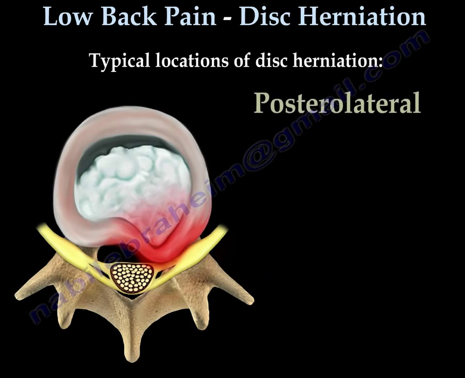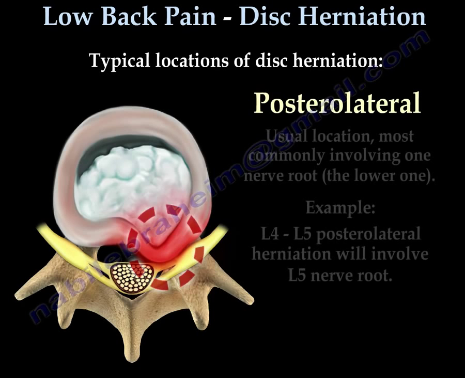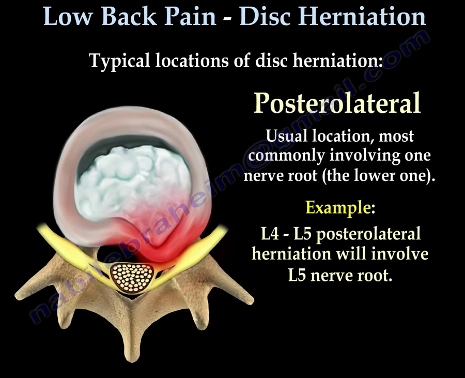The second location is posterolateral. Usually it is the most common location. It involves one nerve root, the lower one. For example, L4-L5 herniation will involve the L5 nerve root.